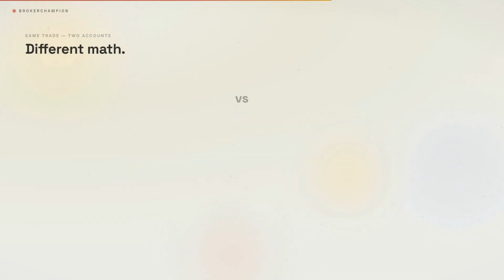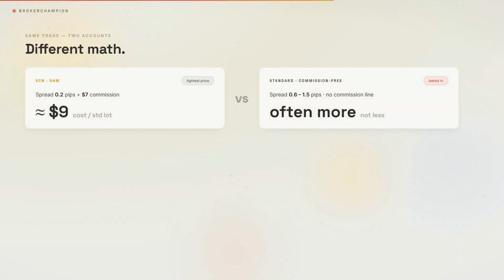Compare that to a commission-free standard account where the spread might be 0.6 to 1.5 pips. It looks cleaner, no commission line, but the cost is baked into a wider spread and you're often paying more per trade, not less. Same trade, two accounts, different math. Always price your trades in pips and dollars before you click buy.